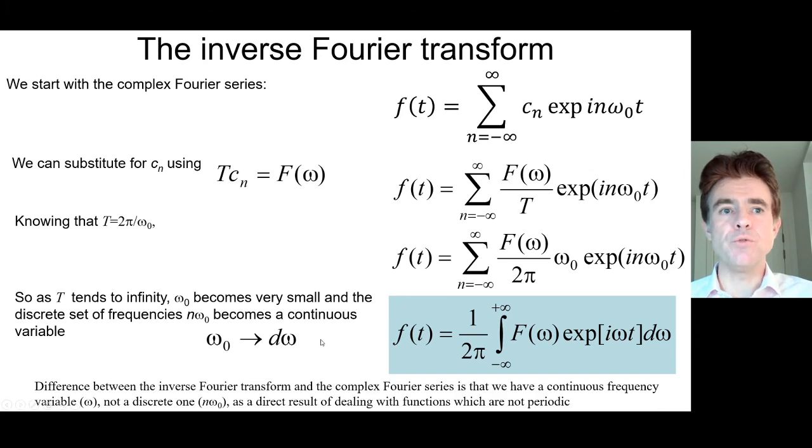And then I've just put a little note at the bottom here saying that really the difference between the inverse Fourier transform and the complex Fourier series is that, of course, we're just dealing with a continuous frequency omega now, rather than the discrete n omega 0, which we've been dealing with before in the Fourier series. And that has arisen from the fact of letting the period now tend to infinity.